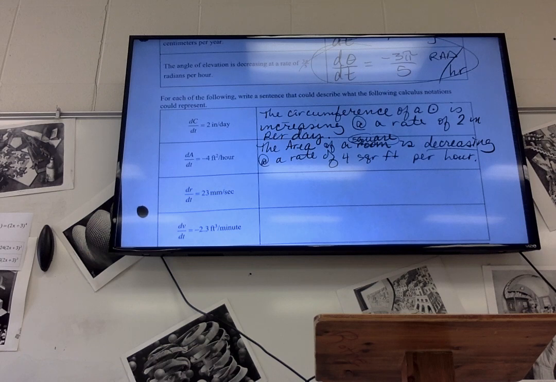What about the next one? Is that a radius? Yeah, that's what I would call it. R usually stands for radius. So the radius of a circle is increasing, millimeters per second.